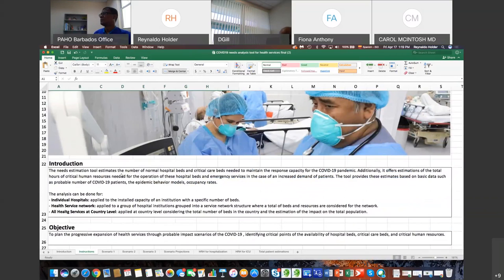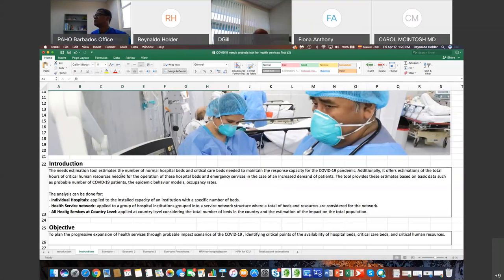The tool is to estimate the needs for hospital beds, and particularly for intensive care beds called critical care beds, in order to avoid hospitals collapsing because of the influx of patients, or to allow a country or a region to plan in anticipation how the number of beds and the capacity to respond to the COVID-19 epidemic will progress.